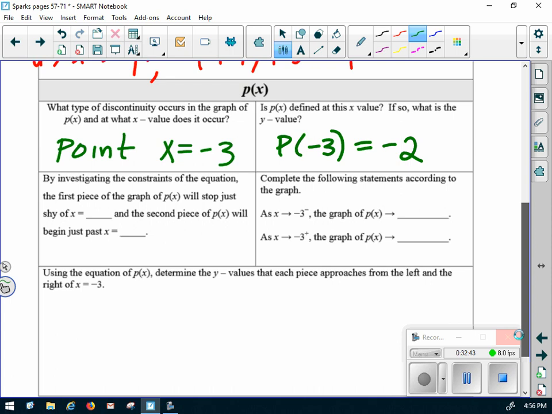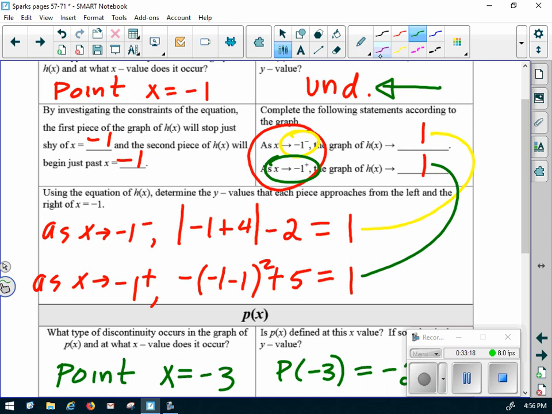Now, I'm not going to flip back to the other one. I trust that after we've done 3 of these, you can take care of that yourself. By investigating the constraints of the equation, the first piece of the graph will stop just shy of x equal -3. And the third piece, that's wrong. The third piece, because the second piece is that point, the third piece will start just past x equal -3. That's not what I wanted.